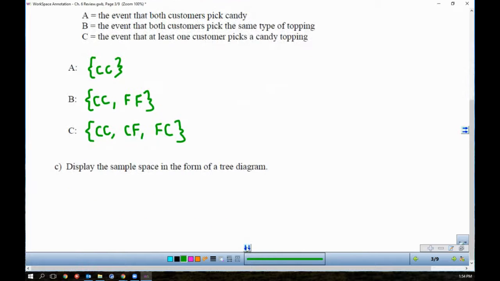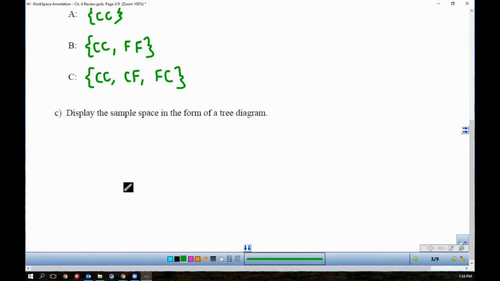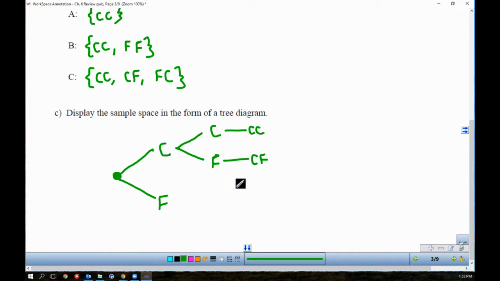And then part C asks us to make a tree diagram. So I'm going to start at the beginning. If I split off, what are my 2 options? C and F. If I split off from the C, what 2 options do I have? C or F. That one becomes CC, and that one we'd read as CF. You don't have to do this last part here. This is just reading what the outcomes are.